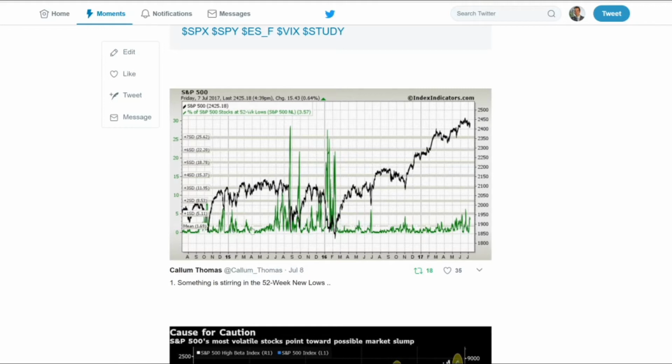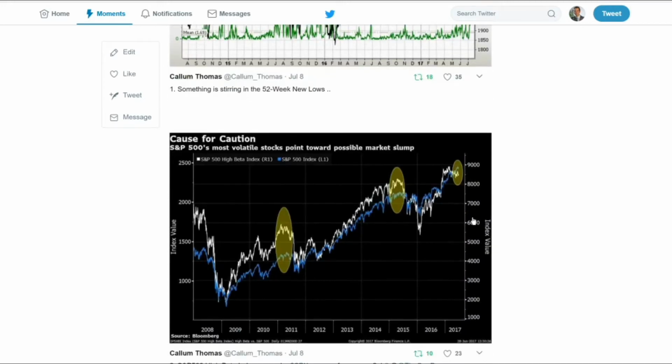But otherwise, if you're getting higher highs and the market's continuing to go up, and you're seeing more and more new lows starting to appear, it can be something that you would like to have on your risk radar. And on to the second one.